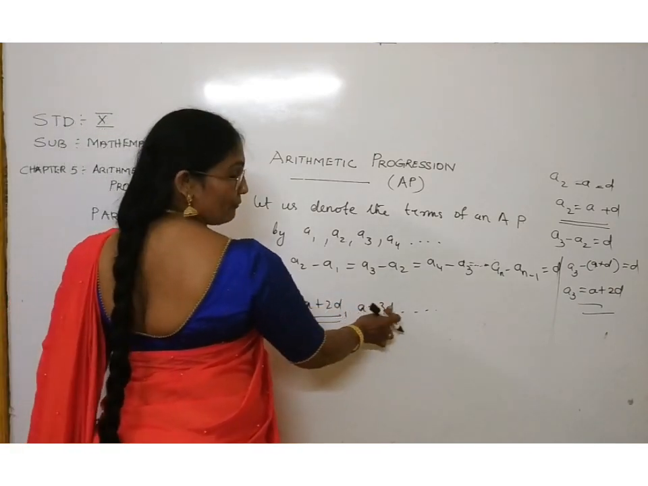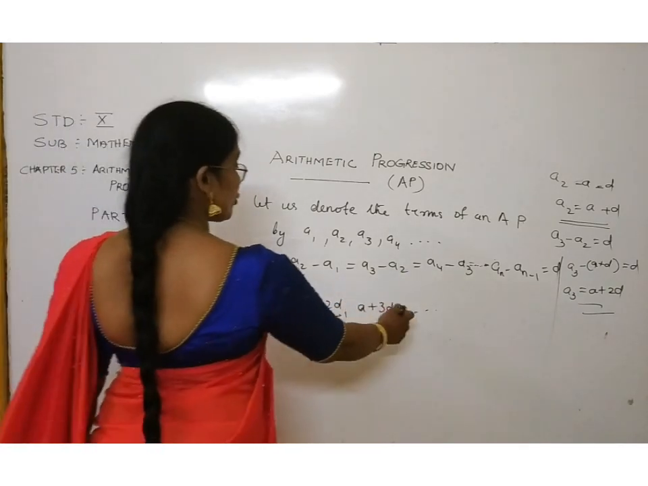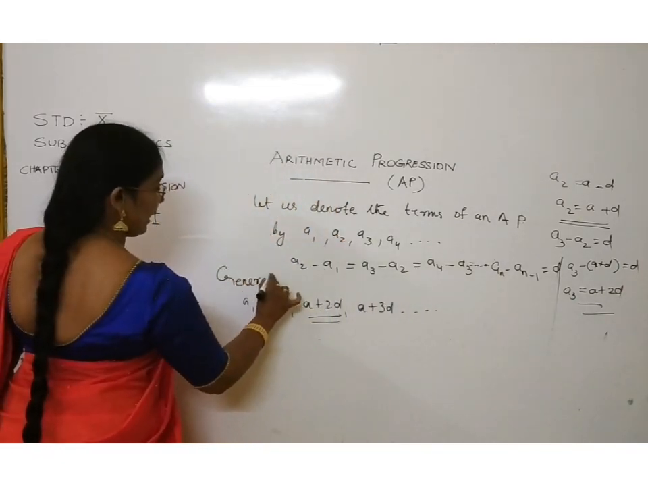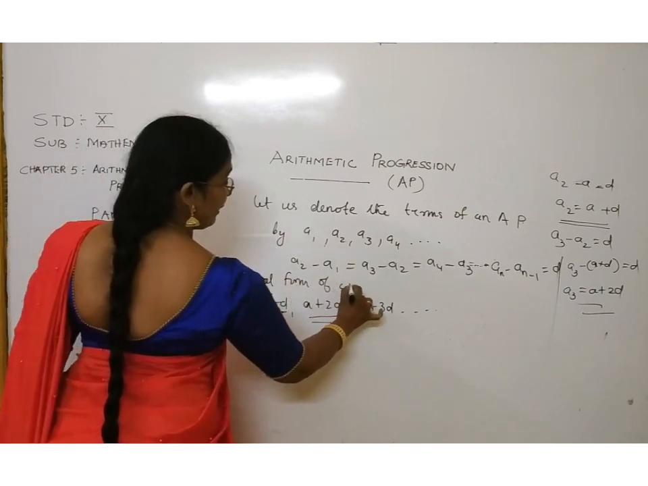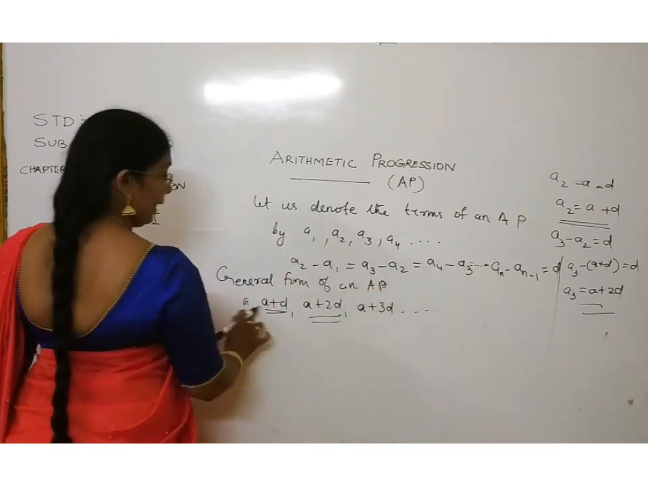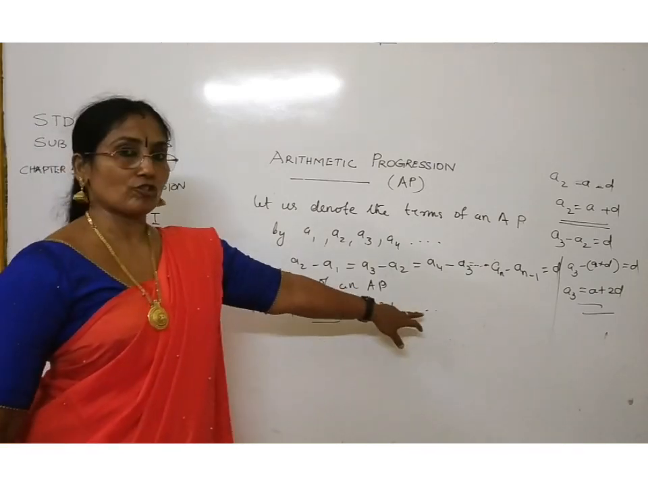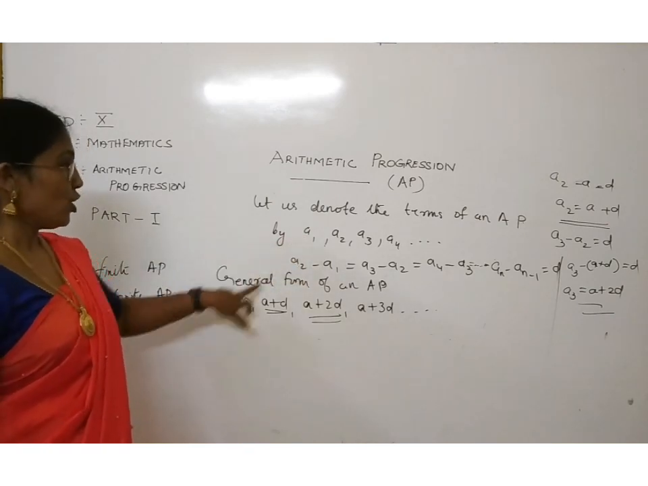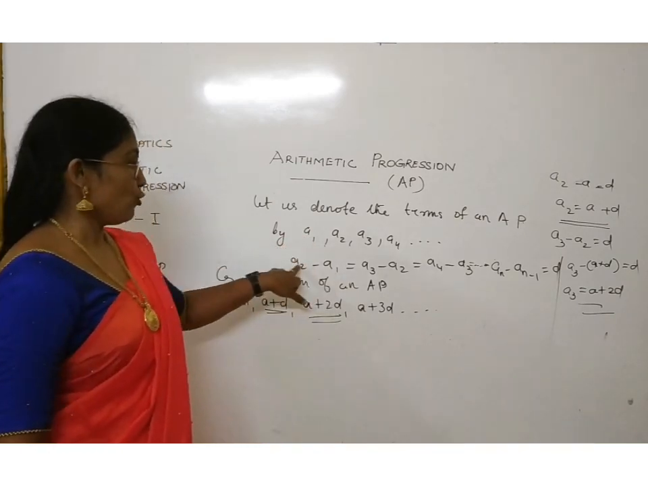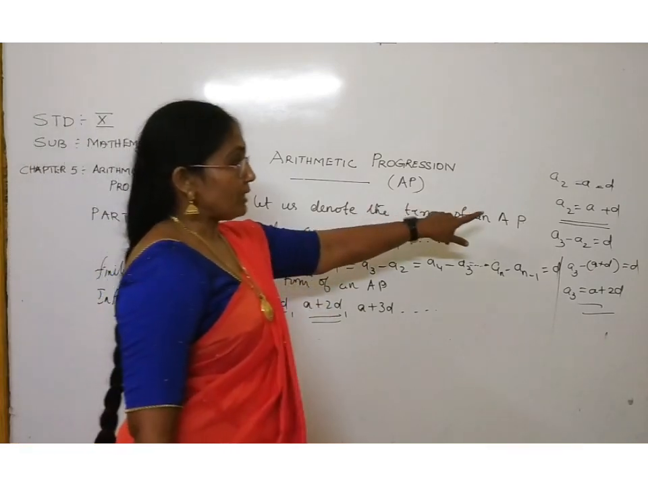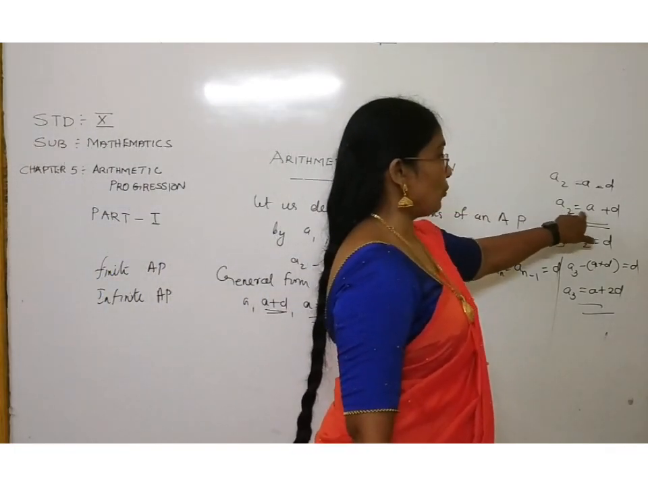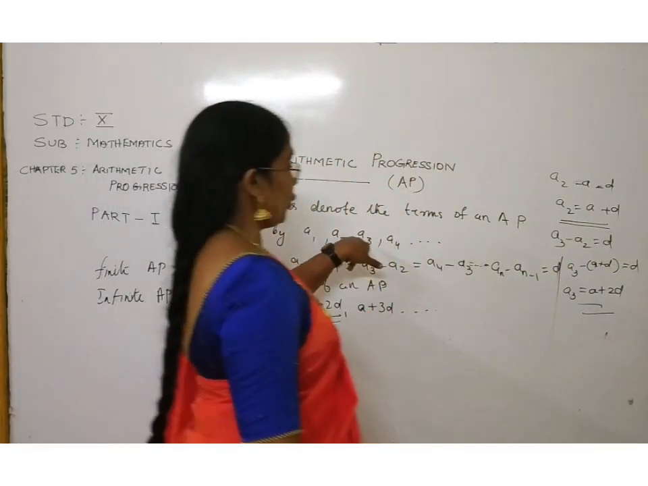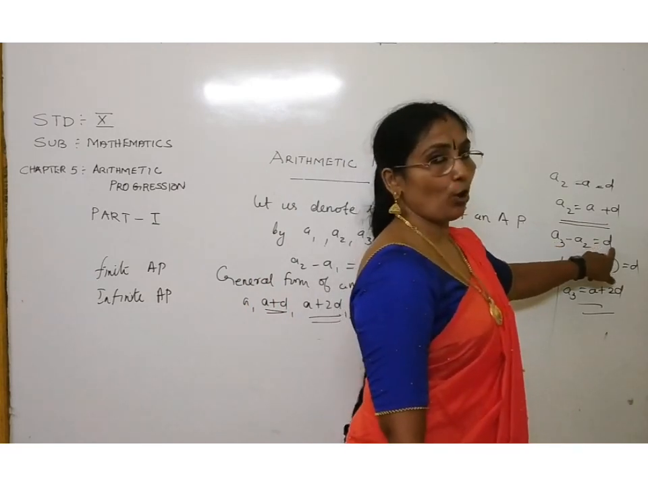Subsequently, the remaining terms you can find out this way: A plus 3D, A plus 4D, etc. That means the general form of an AP is A, A plus D, A plus 2D, A plus 3D, etc. You already understood how we got this. The first term I noted by A1 as A. For getting the second term, you know that A2 minus A1 is equal to D, and by substituting A1 as A, you got that A2 is equal to A plus D. Same way for getting A3, you know that A3 minus A2 is also equal to the common difference, which is the same.